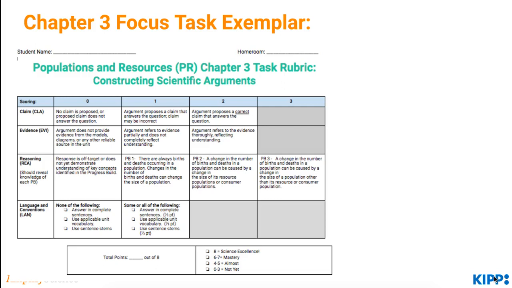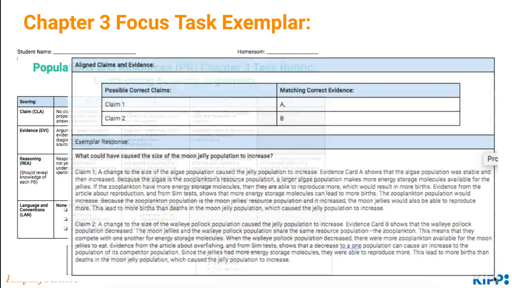In the exemplar, students should be explaining how Evidence card A supports claim 1, an increase in algae causes the zooplankton to increase, which causes the jelly to increase, or how evidence card B supports claim 2. A decrease in the wall-eyed pollock population will lead to an increase in the zooplankton population, which will lead to an increase in the jelly population.